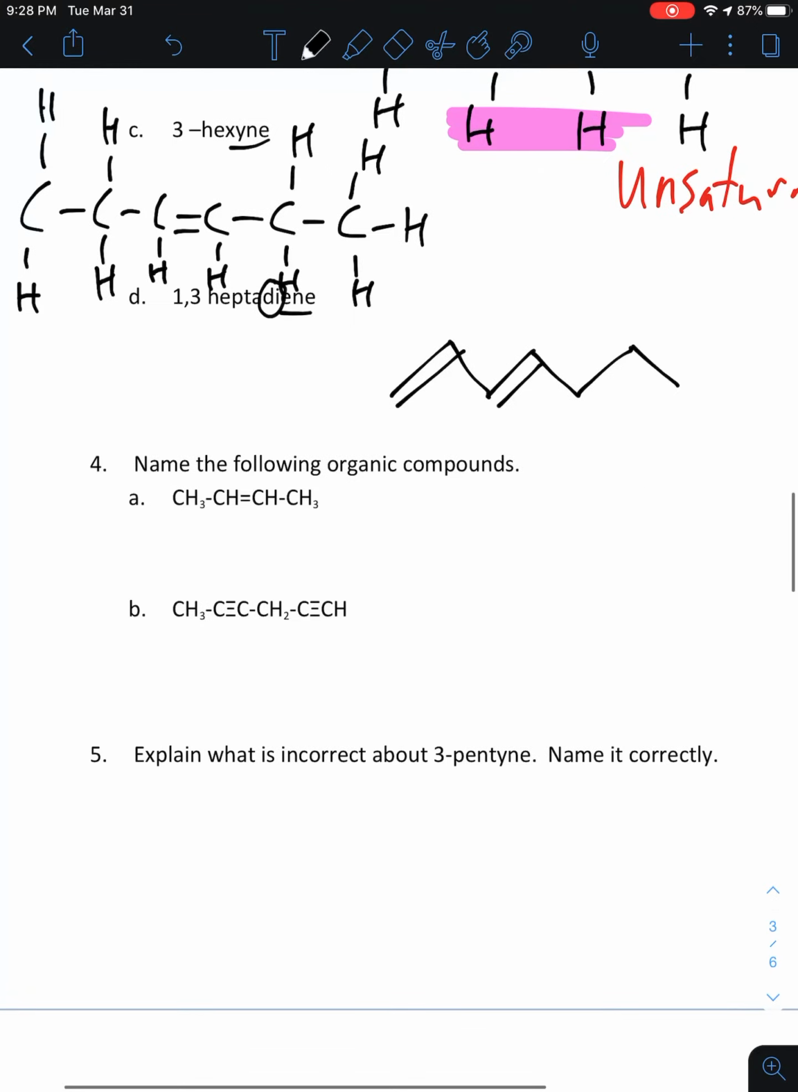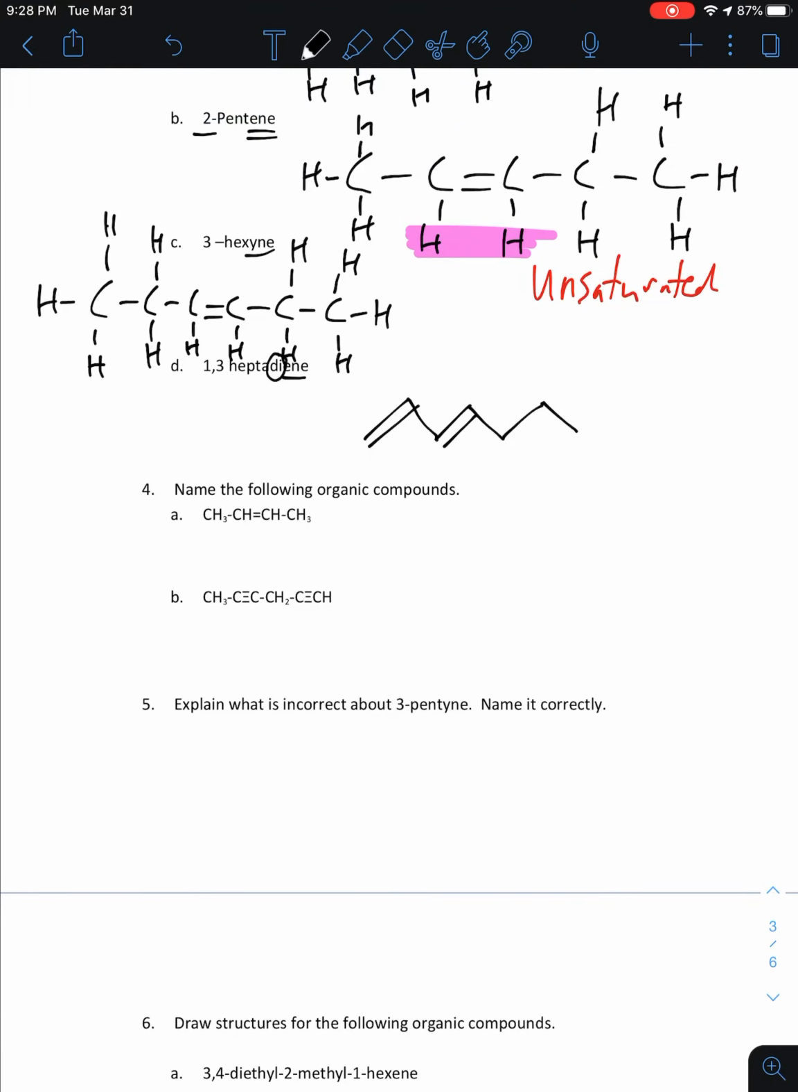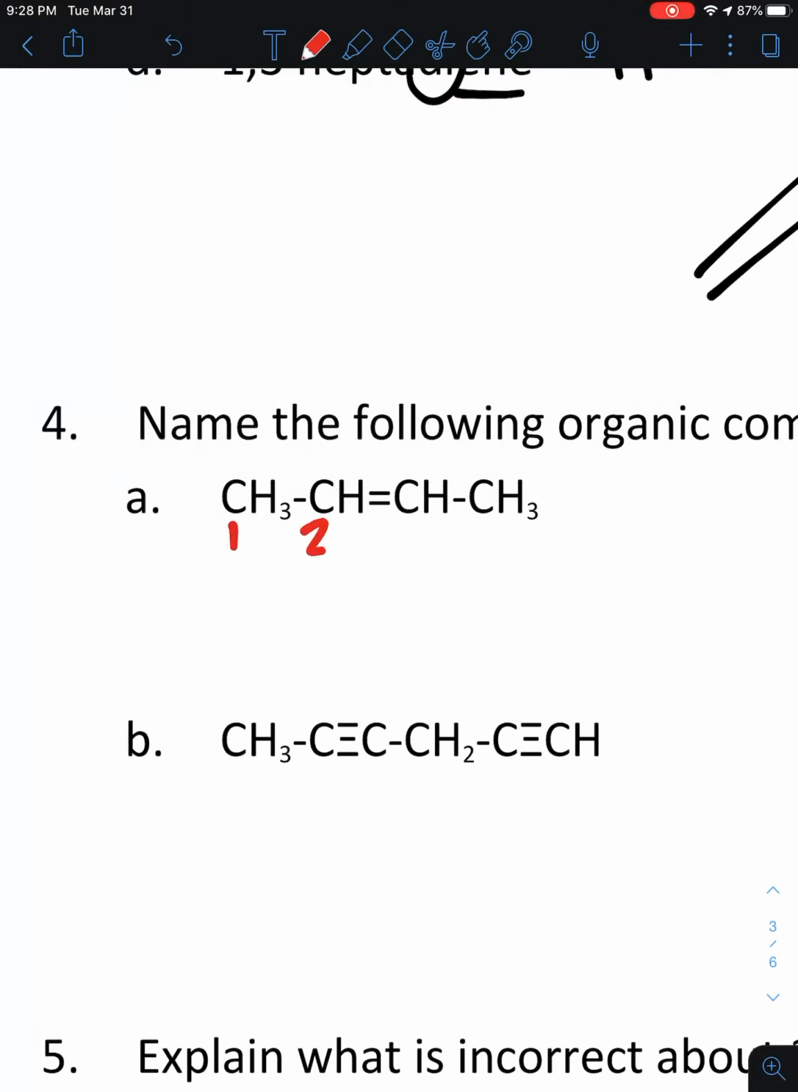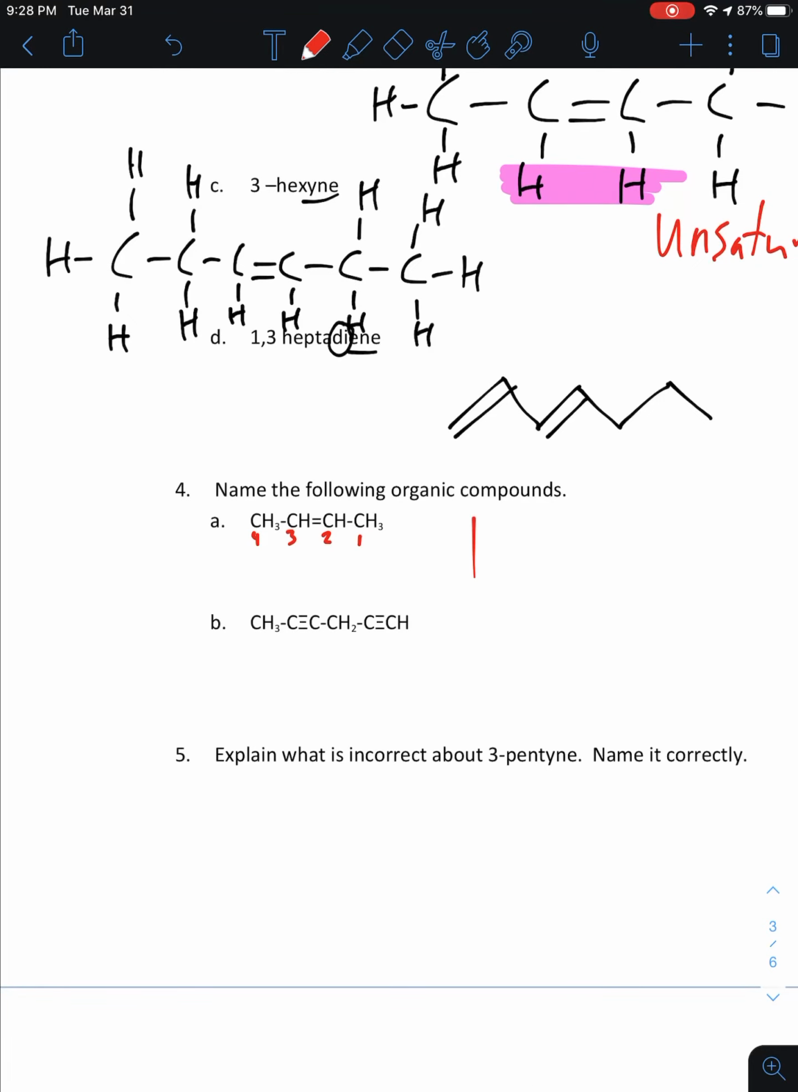Now let's practice our naming. Well, let's number these. 1, 2, 3, 4. Notice if I would have reversed that, our double bond still would have been on the second carbon. So it doesn't make any difference. Now, under normal circumstances, this would be butane, but we have a double bond, so it's going to be butene. And what carbon is that double bond on? It's the second carbon, so we call it 2-butene.